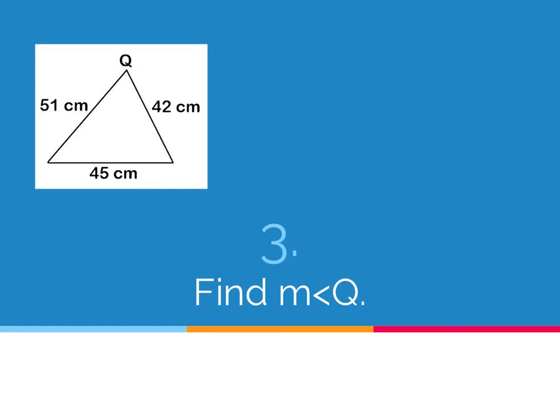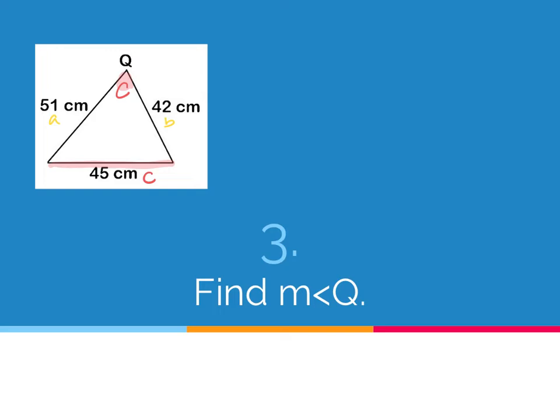In this problem, it asks to find the measure of angle Q, which is right here. 45 is opposite of that angle. What this means with using our law of cosines, 45 has to be C. We're trying to find our angle, so our angle Q is going to be C when we think about the law of cosines. 51 and 42, either one can be A, either one can be B.